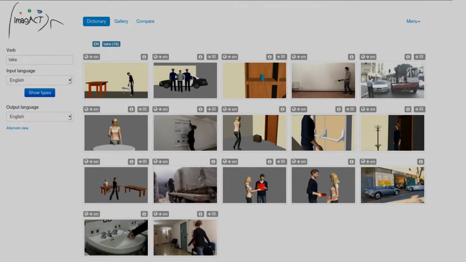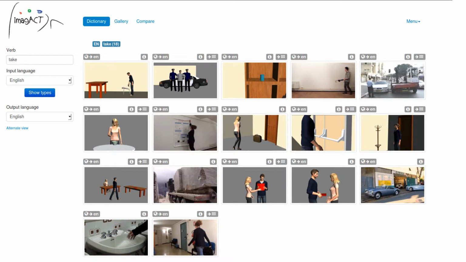For each of the more common action verbs of English and Italian, we have made explicit the set of actions it can refer to. For instance, this is the set of actions that can be referenced by the verb to take.